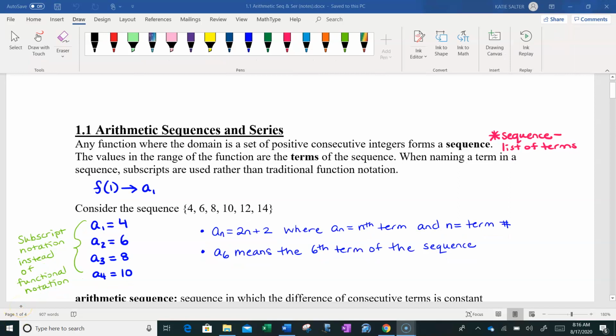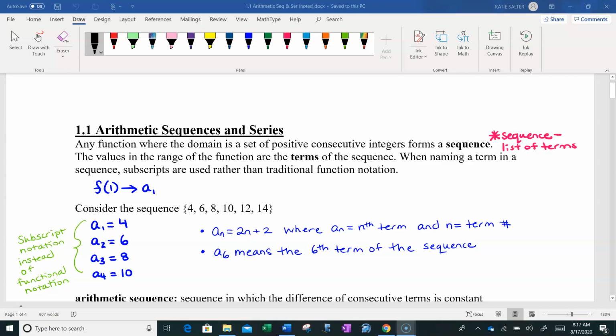So let's consider the sequence that we have here: 4, 6, 8, 10, 12, 14. Just to explain the subscript notation, we would say a sub 1 is equal to 4. And what all that means is the first term is 4. A sub 2 is equal to 6. A sub 3 is equal to 8. A sub 4 is equal to 10. And if we kept going, a sub 5 would be 12. A sub 6 would be 14. So the little subscript just refers to which term in the sequence we're talking about.